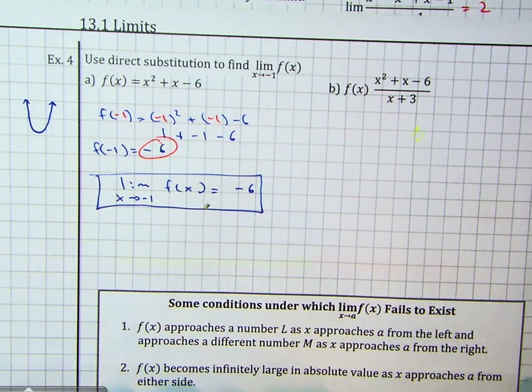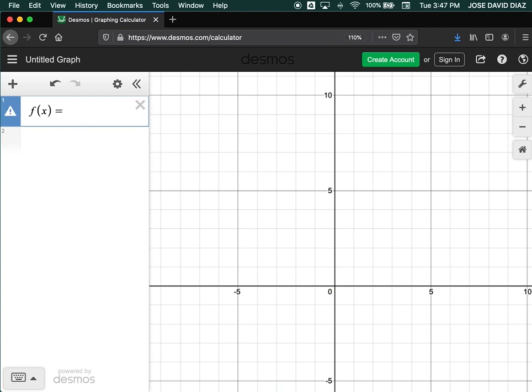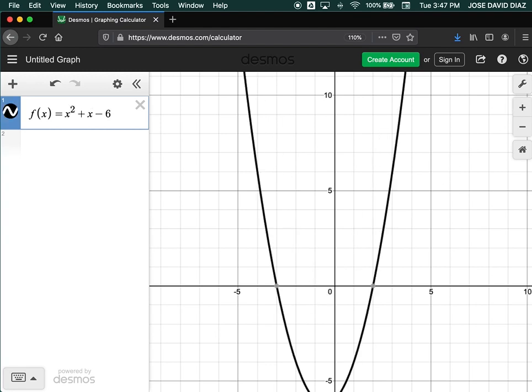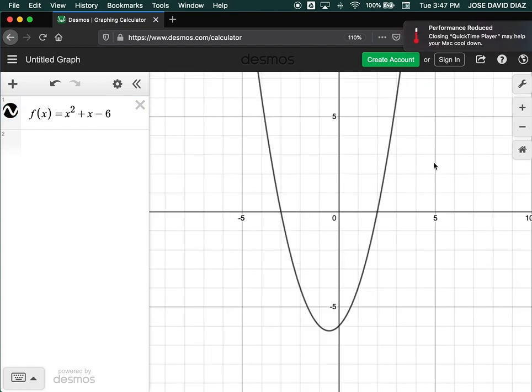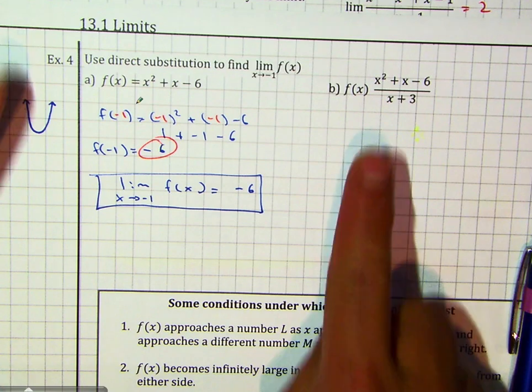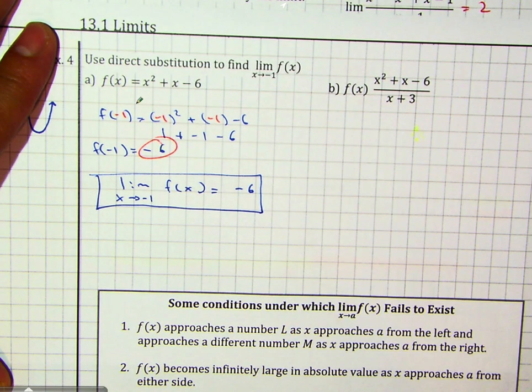And if we actually take the time to graph it, f of x equals x to the power of 2 plus x minus 6 when x is -1. Let me just bring it up. Use substitution to see what you get. But before you actually work it out, let's discuss this.